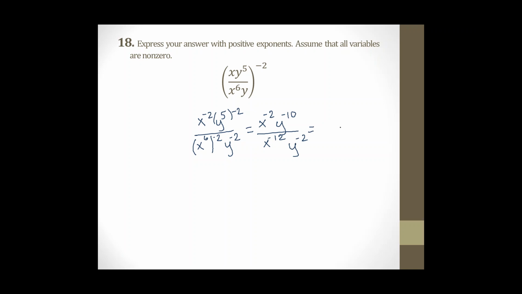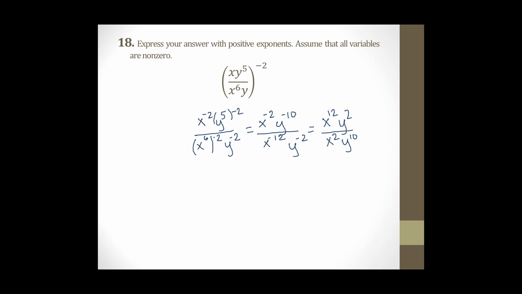So I like positive exponents, so I'm going to go ahead and make my exponents positive before I reduce. Every single exponent is negative, so I want to flip all of them. I'm going to move what's at the top to the bottom and what's at the bottom to the top. So that'll be x to the 12th, y to the 2nd, over x to the 2nd and y to the 10th. Okay? Now that my exponents are positive, it's a little easier for me to simplify.